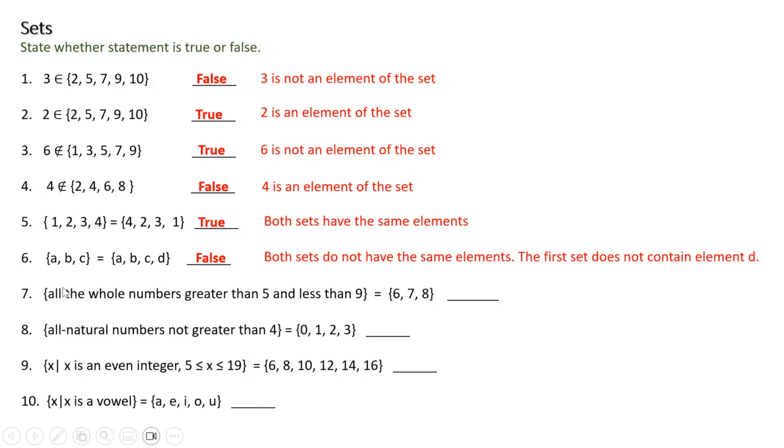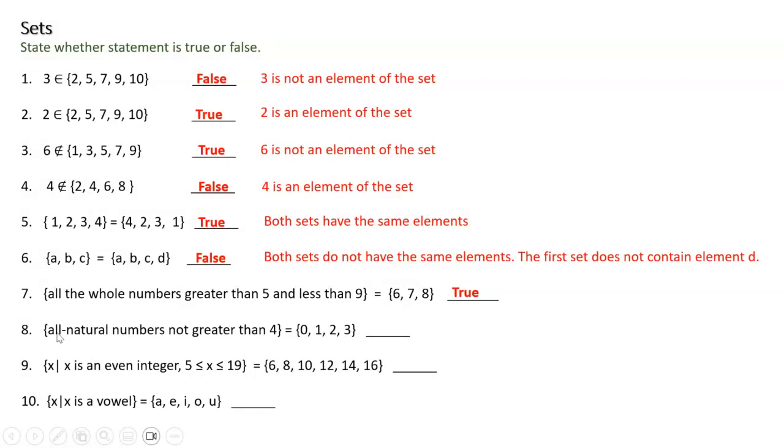Look at number 7. The set of all the whole numbers greater than 5 and less than 9 is equal to 6, 7, and 8. Remember, it says all the numbers. So this is going to be true, because greater than 5 means not 5, but it's going to be 6, 7, 8. But it cannot be 9 because it's saying less than 9. So the answer is 6, 7, and 8.